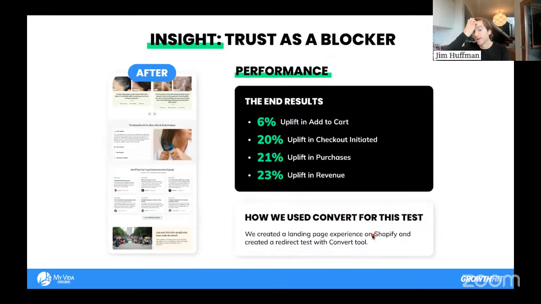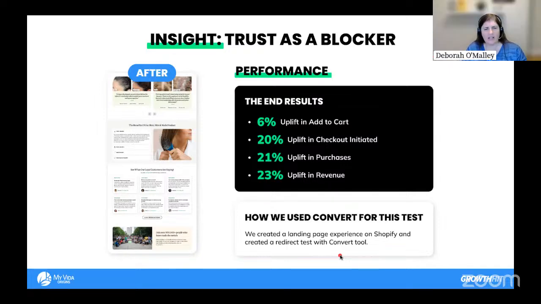So this one was fun because it was a 21% lift in purchases and 23% lift in revenue. So yeah, this was a fun one. Again, another kind of killer ad landing page on Shopify where we used Convert to do the first version of it and then could scale it with other products that were getting high volume of paid traffic.